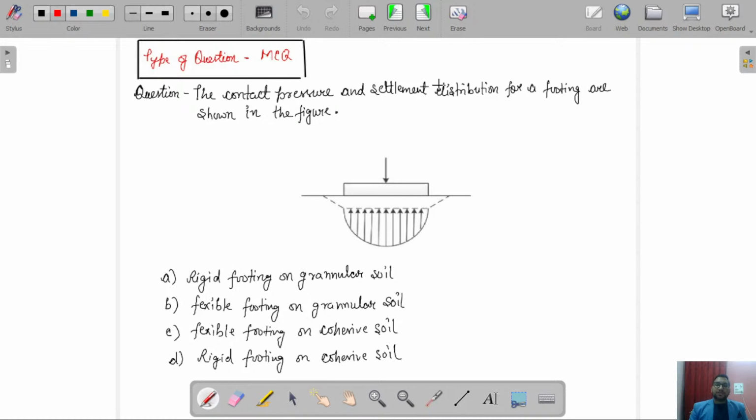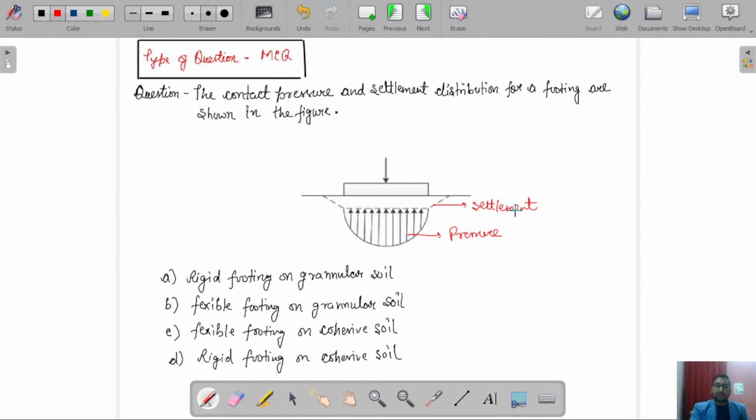The contact pressure and settlement distribution for a footing are shown in the figure. So the contact pressure is given and settlement distribution is given. Now you have to answer for which type of soil and which type of footing this distribution is correct. So this is your settlement distribution. This is pressure distribution.